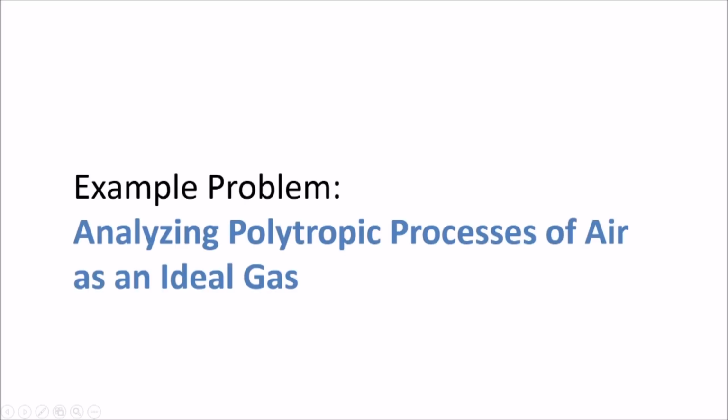This video is a step-by-step solution for the example entitled Analyzing Polytropic Processes of Air as an Ideal Gas. In this example, you will learn how to evaluate the work and heat transfer for air undergoing a polytropic compression. You will also evaluate those two quantities in two different scenarios. One, for a given value of the polytropic exponent, and two, for a value of the polytropic exponent equal to the ratio of specific heats.